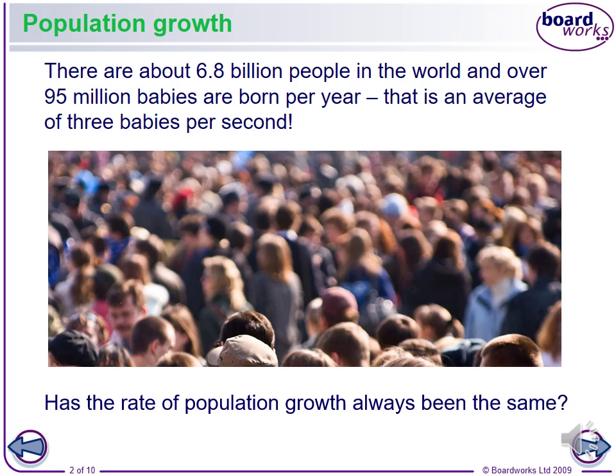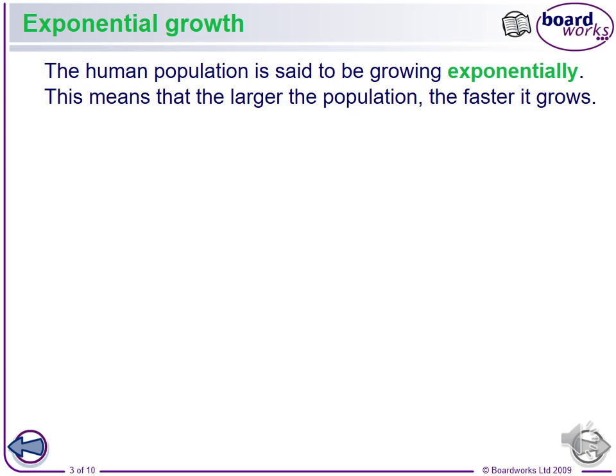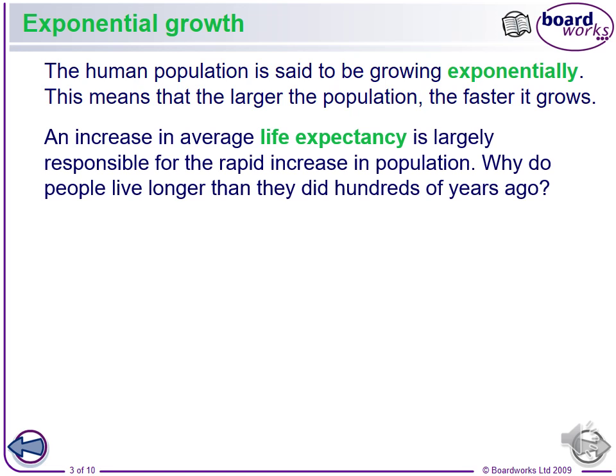Has the rate of population growth always been the same? Well, let's see if we can answer that question. So human population is growing exponentially. So the larger the population, the faster it grows. That makes sense, right? There's an increase in average life expectancy, and that's part of the reason responsible for the rapid increase in population. And why do you think that is? What are some things that are going on today that weren't 100 years ago?